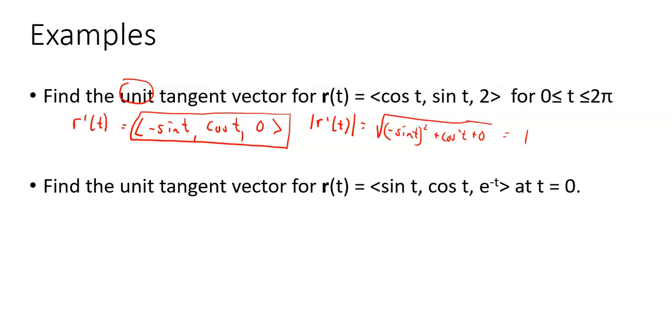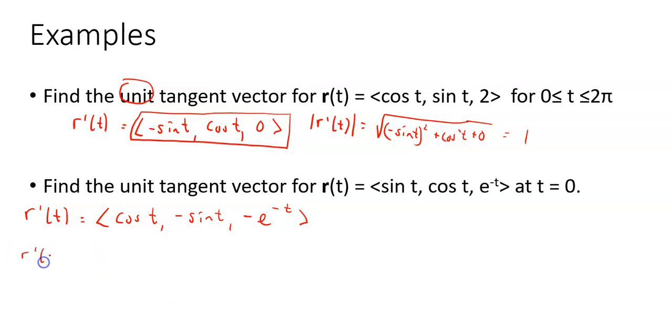Look at that. All right, the second one now wants a unit tangent vector for something that looks similar but is a little bit different, and wants it at a specific point at t equals 0. So the first thing is, let's find r prime of t. The derivative of sine is cosine. The derivative of cosine is negative sine. The derivative of e to the negative t is negative e to the negative t. Remember the chain rule, you multiply by the derivative of the exponent, so it becomes negative e to the negative t.